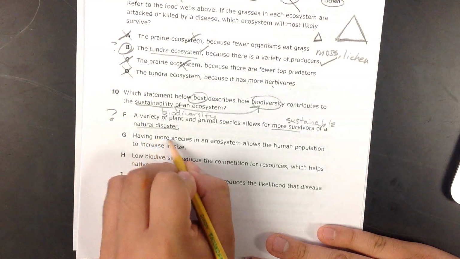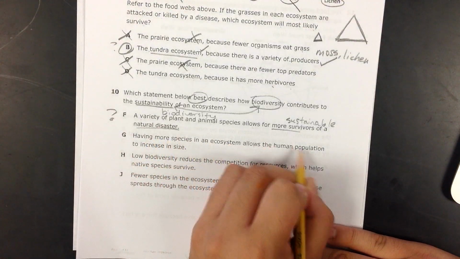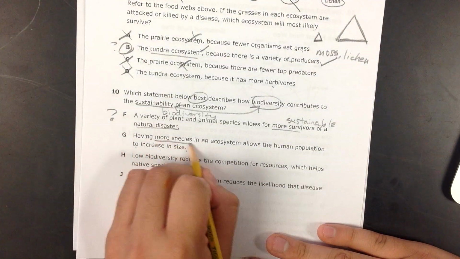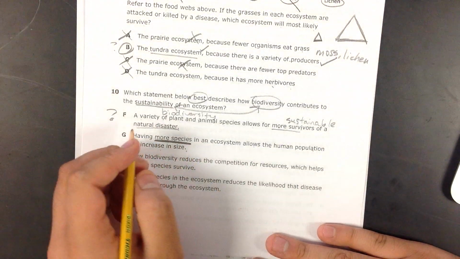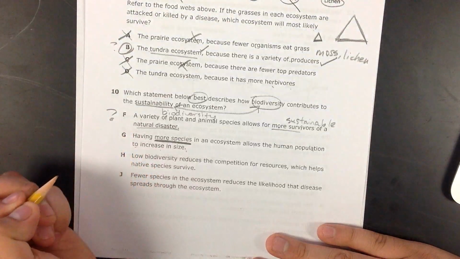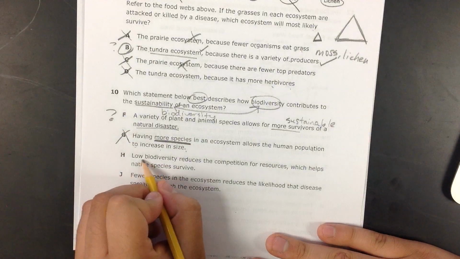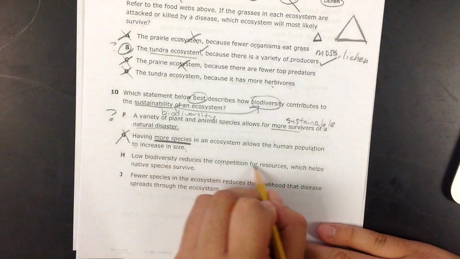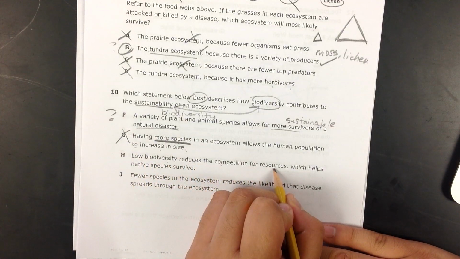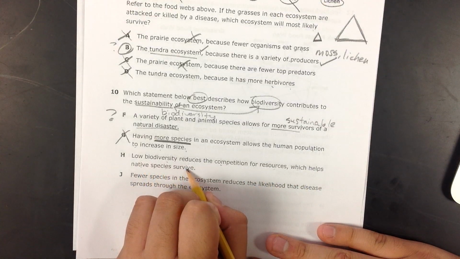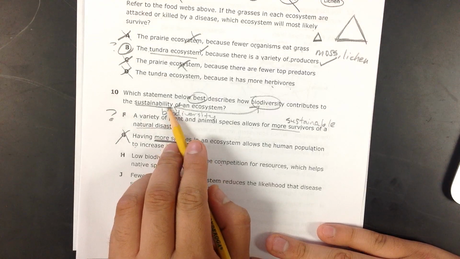Right here. Having more species in an ecosystem allows the human population to increase in size. We don't need every single organism. So if we had some of those organisms we don't eat, would our population increase? No, it would stay the same. Low biodiversity reduces the competition for resources. That's true, which helps native species survive. Not really. It doesn't answer the question about sustainability.